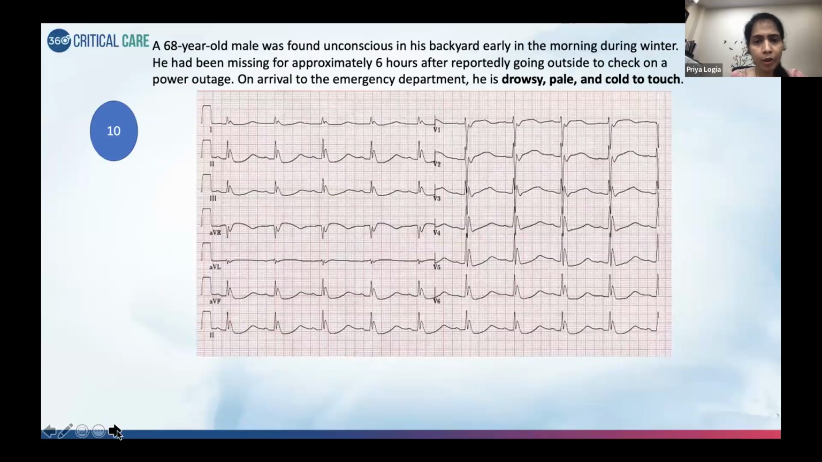A 68-year-old male was found unconscious in the backyard in the morning. He's been missing for approximately 6 hours. He was reportedly going to check on a power outage, and on arrival, he was brought to the ER, drowsy, pale, cold to touch. So this is the ECG.